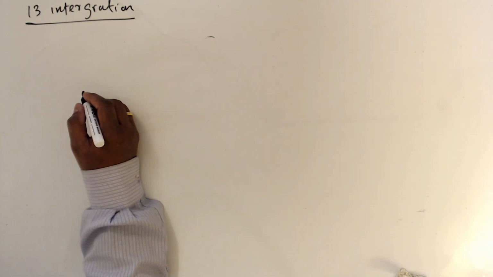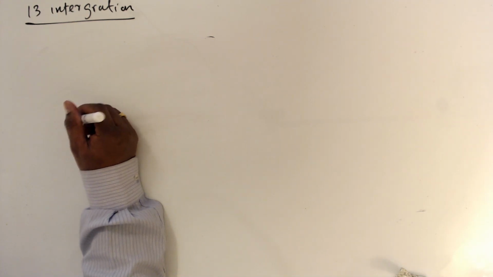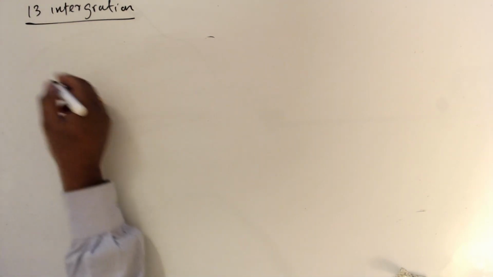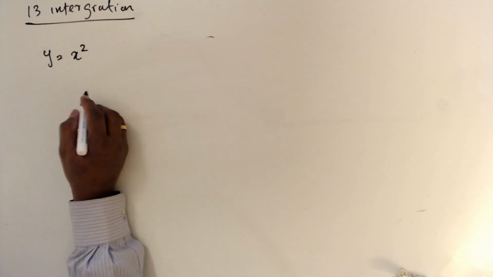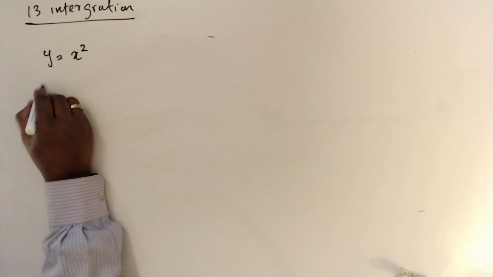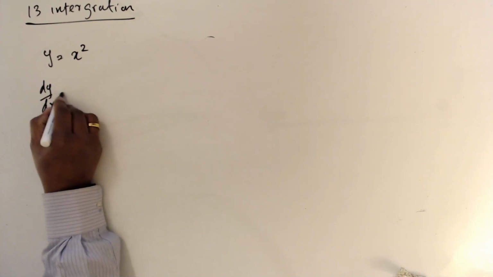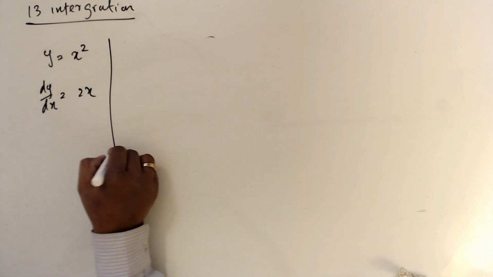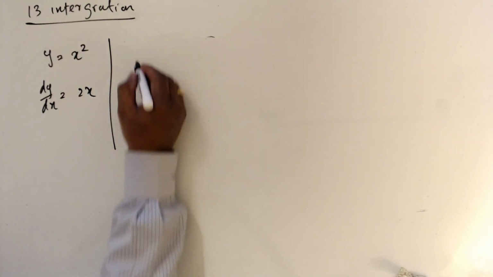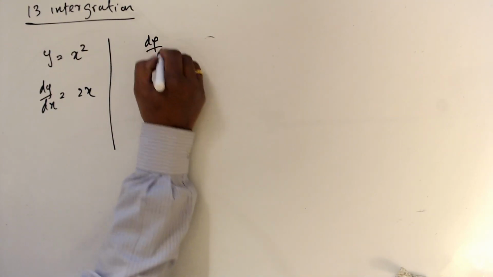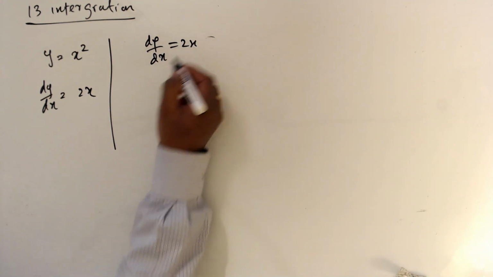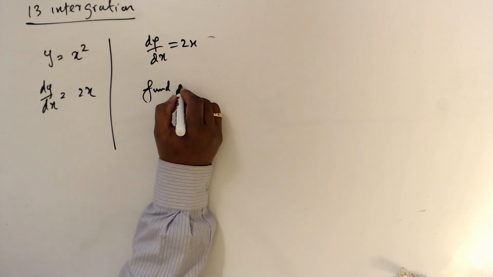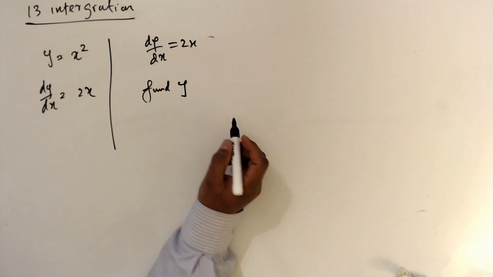Let's discuss chapter number 13, integration. First of all, I'll give y equals x square. So I will differentiate this with respect to x. The answer is 2x. Now I'll give another question. dy over dx is 2x. Find y. y is x square.